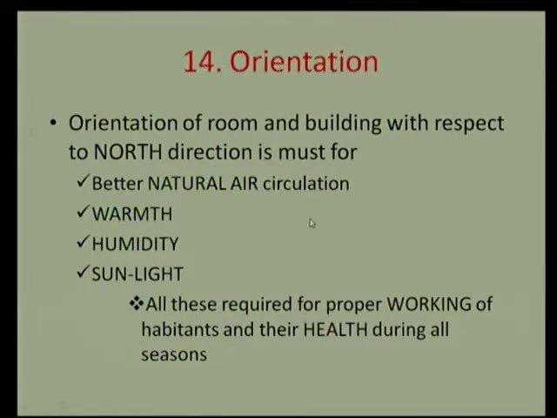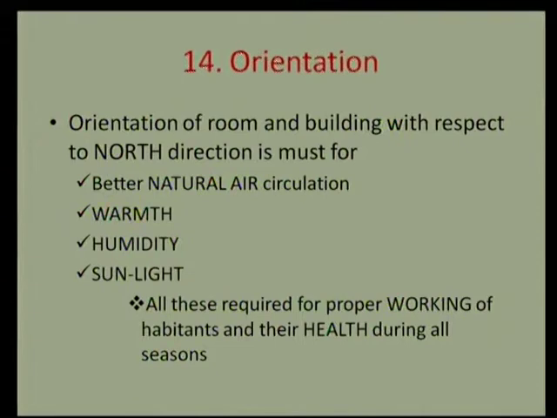Now this is a very important topic, and this is the orientation, meaning the orientation of rooms and building with respect to the north direction. Now why is this north direction important? Because in the building we need a good environment. Good environment means the temperature of the spaces inside the building should be comfortable to the inhabitants. It should not be too high, too hot, or even too cool.